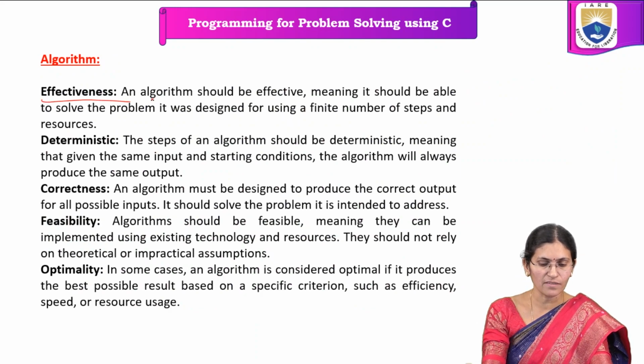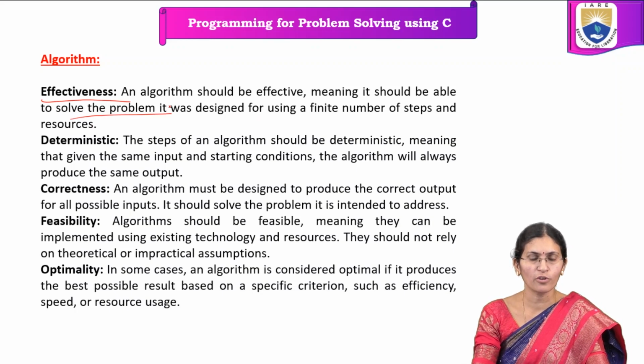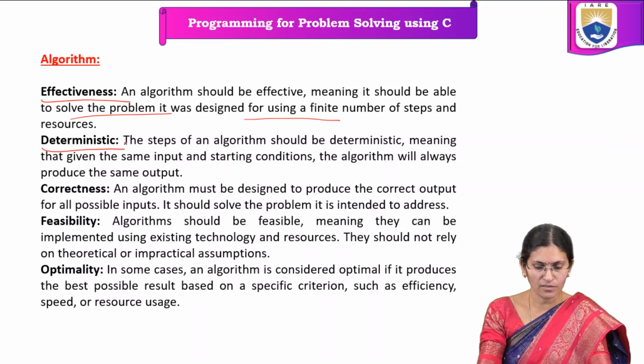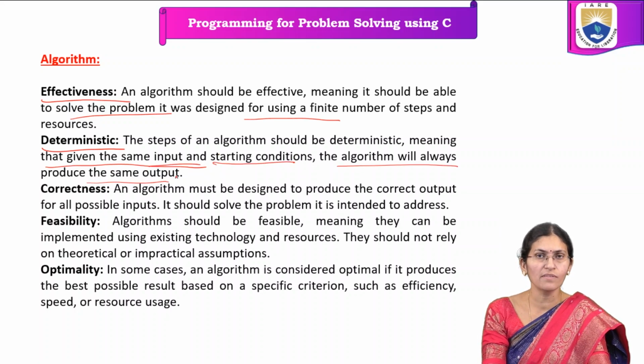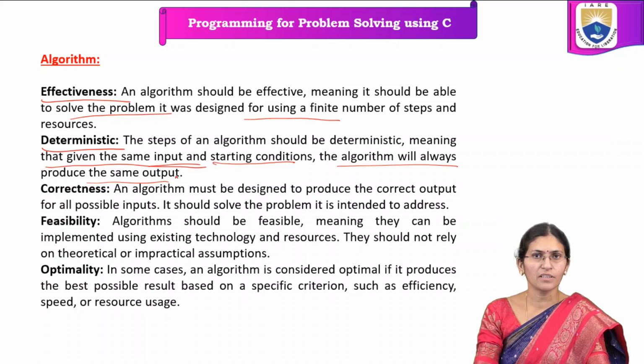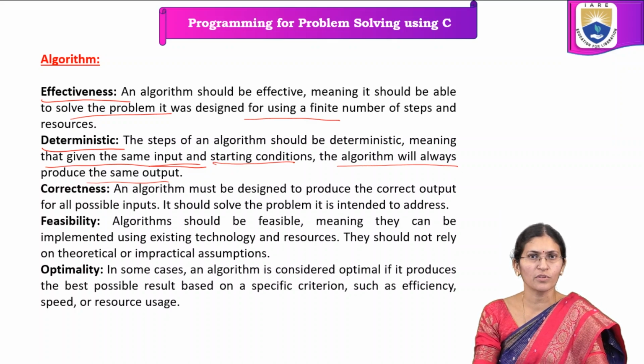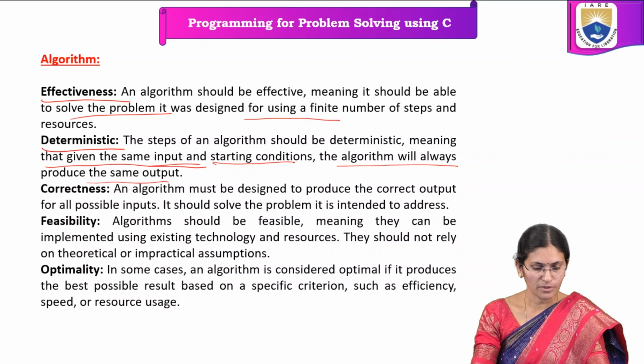Next one is effectiveness. What does effective mean? It should be able to solve the problem for which it has been designed, using a finite number of steps and resources. Next one is deterministic. Deterministic means that given the same input and starting conditions, the algorithm should produce the same output. If it is producing some other output for the same input and starting conditions, then we cannot say that the algorithm is deterministic.